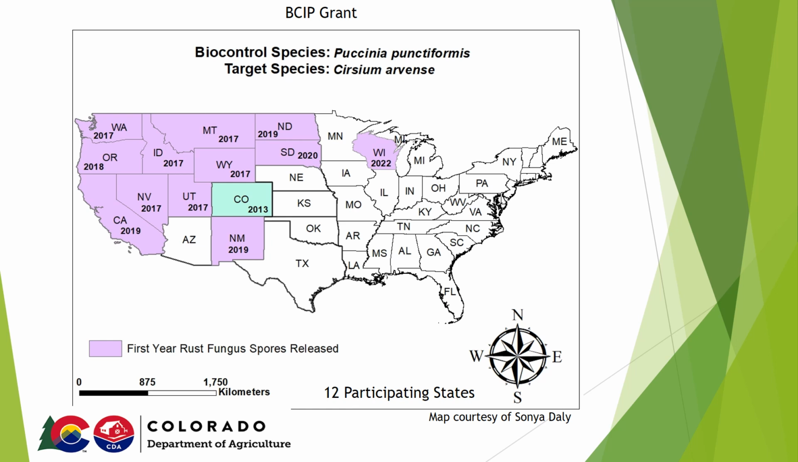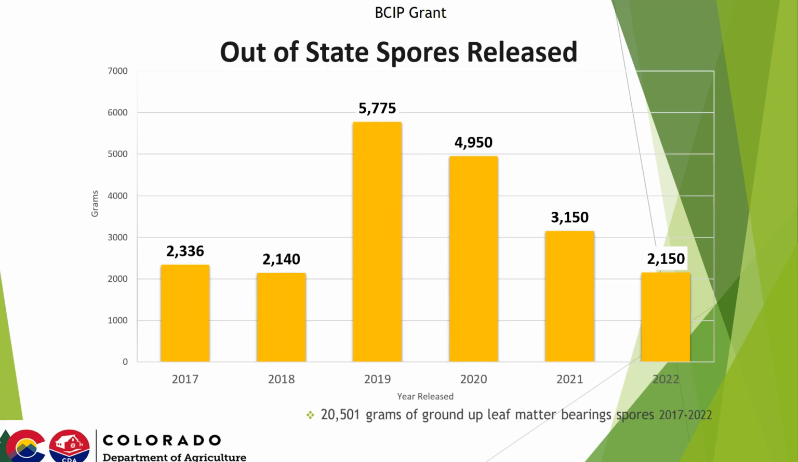This map highlights the 12 participating states in purple and the first year they received spores from Colorado. Most of the states have reported successful establishment using the telio spores collected in Colorado. As you can see from this bar graph, our out-of-state cooperators receive spores collected in Colorado every year. Spores were sent out each year, typically in September, and accompanied by a USDA permit.